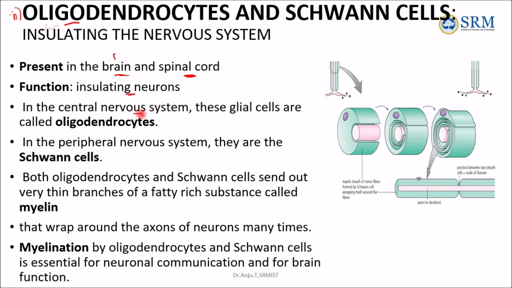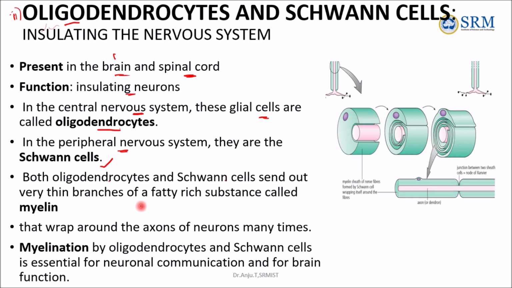Yes, so here, if the oligodendrocytes are present in the central nervous system, these glial cells are called oligodendrocytes. If these cells are present in the peripheral nervous system, they are called Schwann cells. Both the oligodendrocytes and Schwann cells send out thin branches of fatty substance, which forms this myelin sheath. So these cells, the Schwann cells and oligodendrocytes, are responsible for forming this myelin sheath.